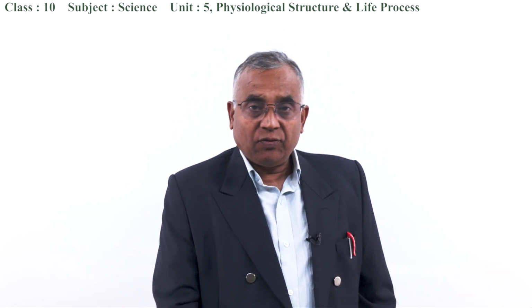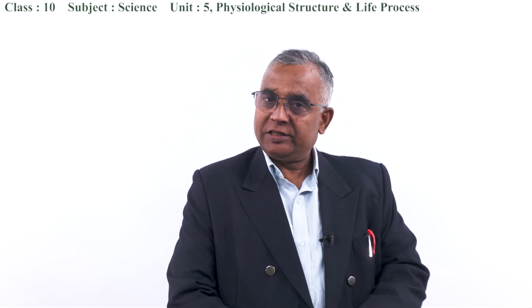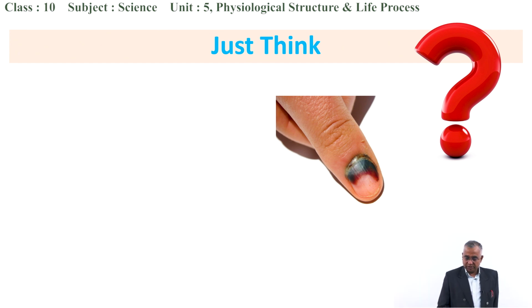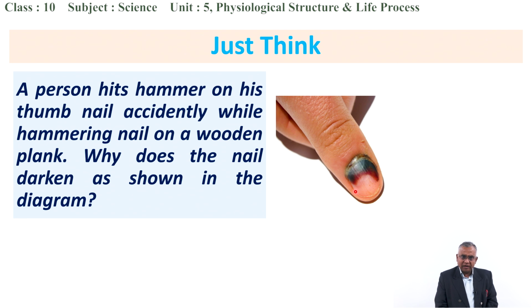Okay. At first, I'm giving you a question to think about as usual. See the diagram. What does the picture clip show? There is something happening in the thumbnail. So think about this question. A person hits a hammer on his thumbnail accidentally while hammering a nail on a wooden plank. Why does the nail darken as shown in the diagram? Why does it happen? What is its cause? It is related to blood clotting, a blood clot.